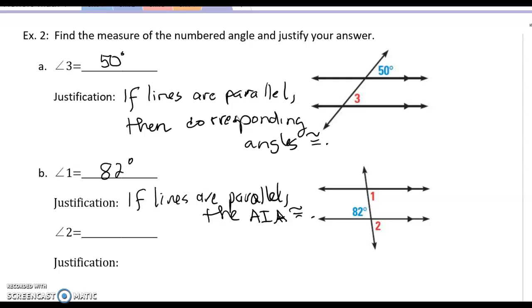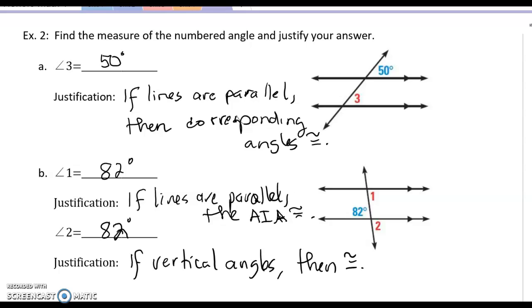Angle 2, that also measures 82 degrees. But we need to be careful of what our justification is. It's because of vertical angles. And so if these are vertical angles, which they are, then they are congruent.